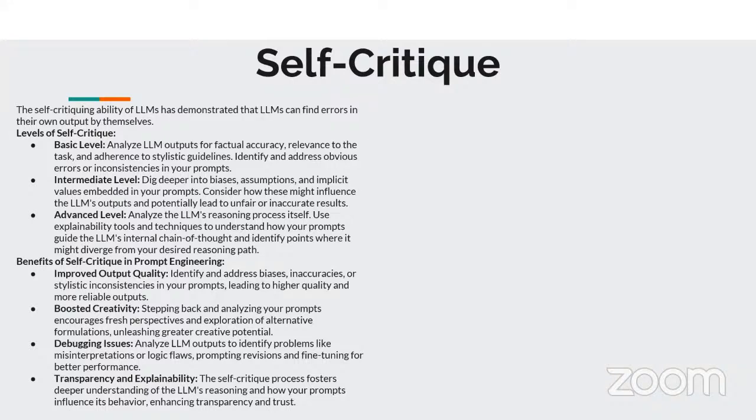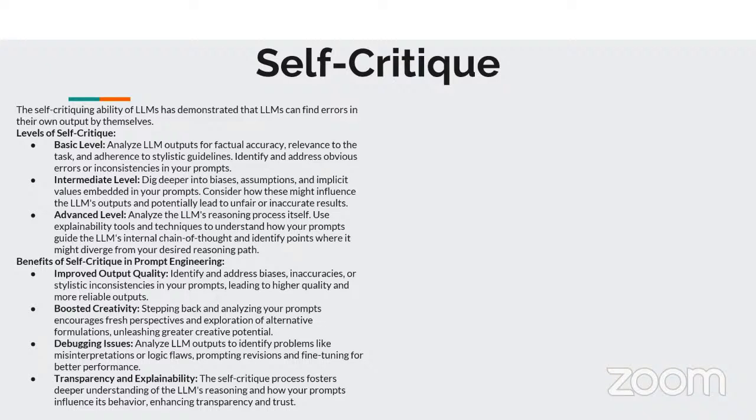Okay. So there are levels of self-critic: basic level, intermediate level, and advanced level. In the basic level, we'll check for obvious mistakes, ensure the response is accurate or relevant, or follows style guidelines or not, like that. In the intermediate level, we look deeper for hidden biases or assumptions that are present or not. Consider if these biases might affect the output. And in the advanced level, we'll examine the model's thought process. Like, we'll use tools to see how the model thinks and identify any deviations from the expected reasoning.